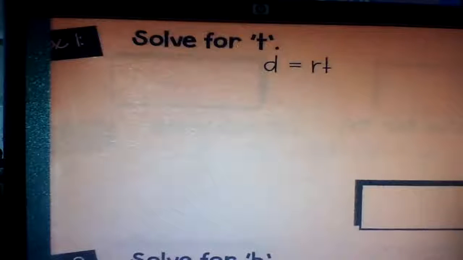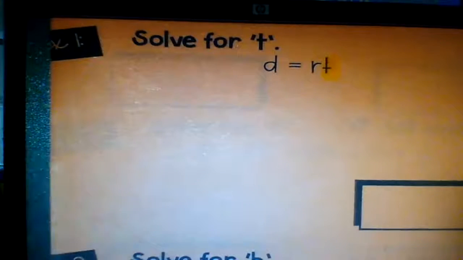Okay. D equals R times T. This is an equation for distance. Distance equals your rate times time. If I know how fast you're going and I know how long you're going for, I can tell you how far you went. Okay?